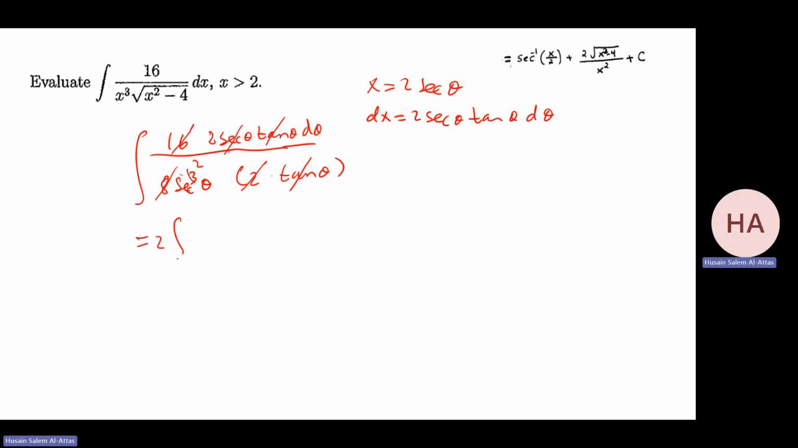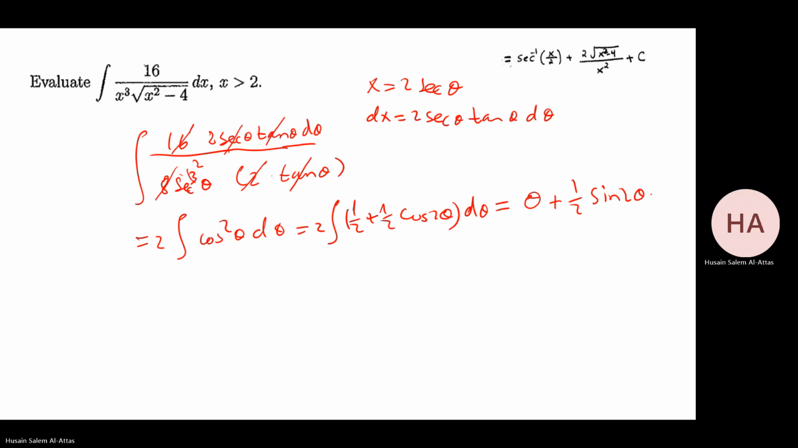So you have 2 of cosine square theta d theta, which is 2 times half plus half cosine 2 theta d theta. 2 times half, that will be theta, plus 1 over 2 sine 2 theta, plus c. Now change everything in terms of, this one, it's 2 sine cosine, so that will be theta, plus sine theta cosine theta, plus c. Use the triangle.